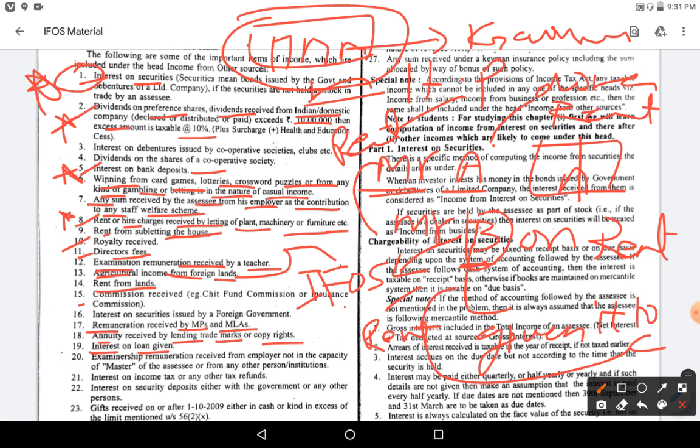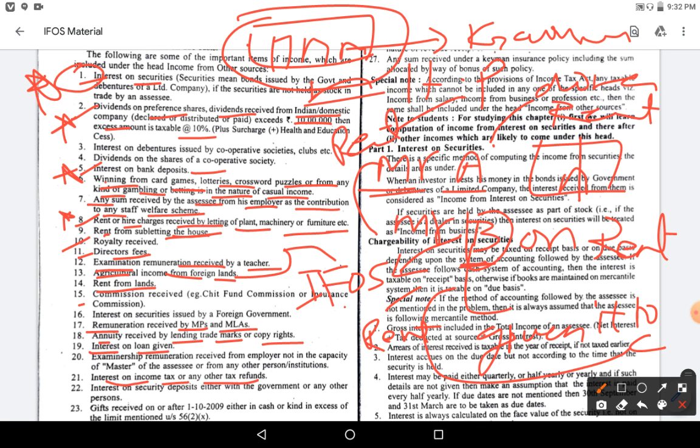Interest on loan given. Suppose you are lending money to someone else, whatever interest received from that will be taxable under the head income from other sources. Interest on income tax or other tax refunds. Income tax refund is not income from other source, but interest on income tax refund is income from other sources.